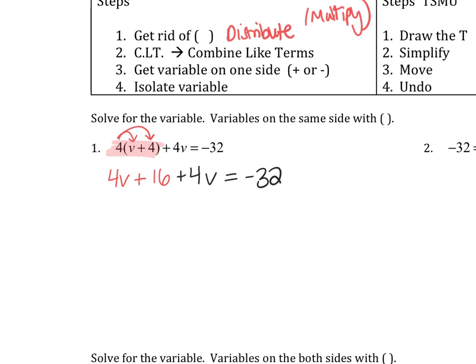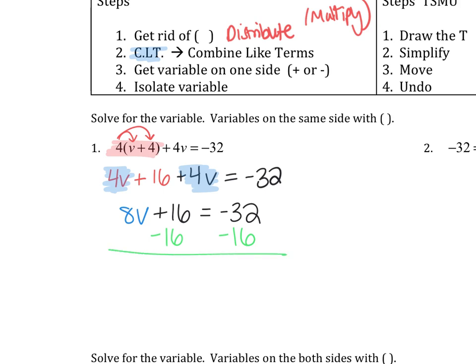From here, my next step is to combine like terms, okay? So notice that I have a 4v here and a positive 4v here. So if I combine those like terms, 4v plus 4v is 8v. I still have a plus 16, and I still have an equals negative 32. Then from here, I'm going to get rid of the adding and subtracting first. So since there's a plus 16, I'm going to minus 16 and do the opposite from both sides.